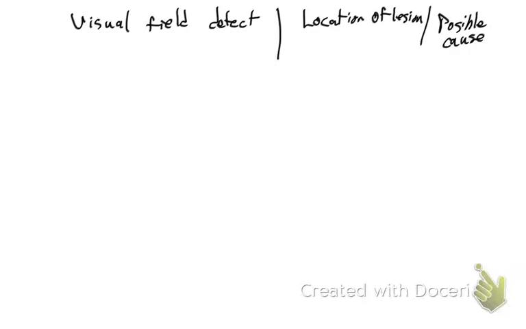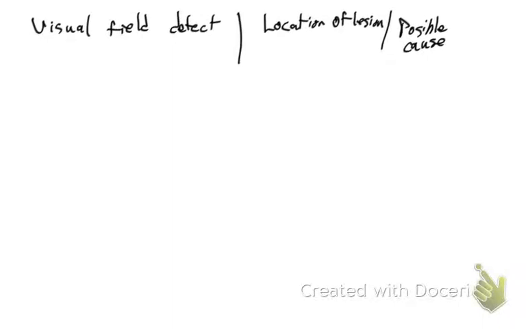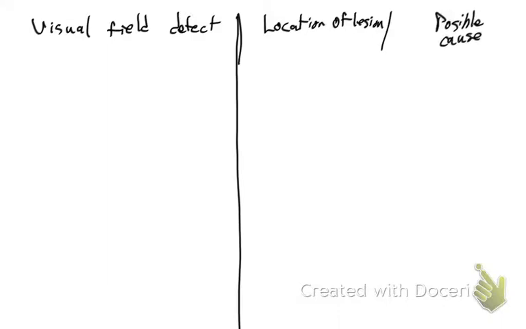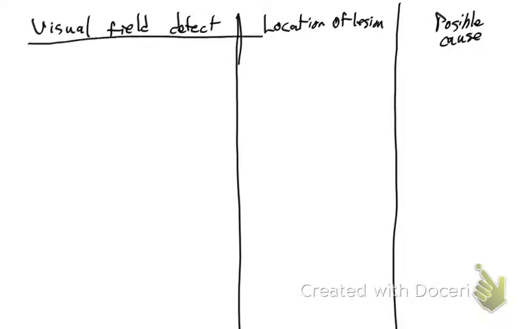Let's just have more room here. The first one that we're going to see as a visual field defect is the monocular scotoma. Okay, so monocular scotoma.